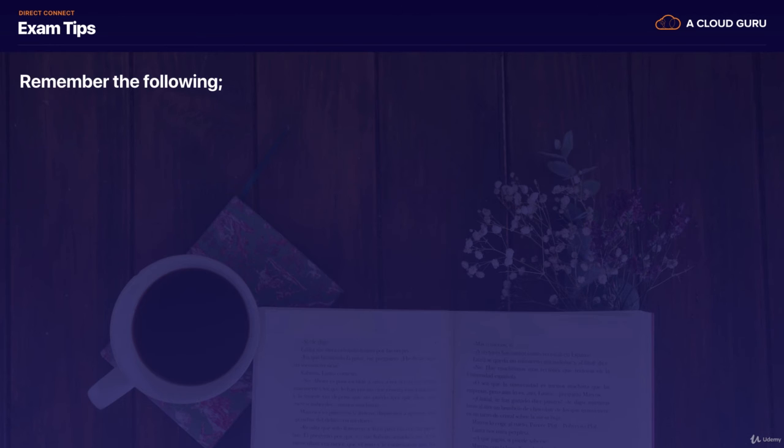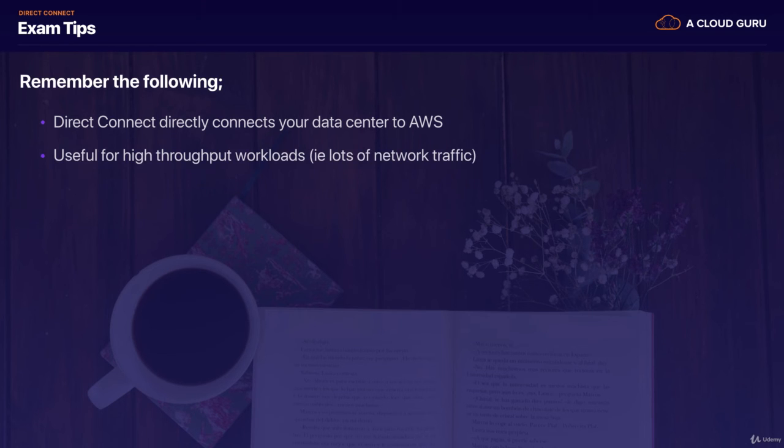It is pretty simple. And all you need to really understand going into the exam is what Direct Connect actually is. So it's a direct connection into AWS data centers, and it's useful for high throughput workloads. So if you've got really high volumes of network traffic, you probably do want to use Direct Connect. And it's also useful if you need a stable, reliable, and secure connection.